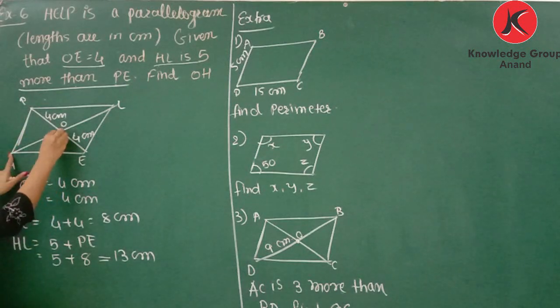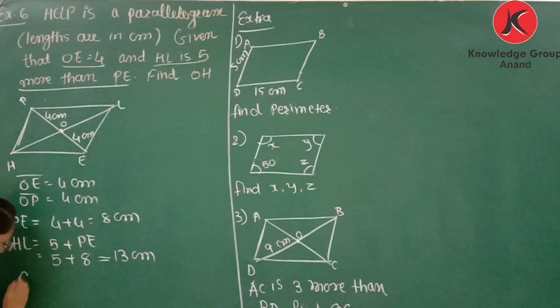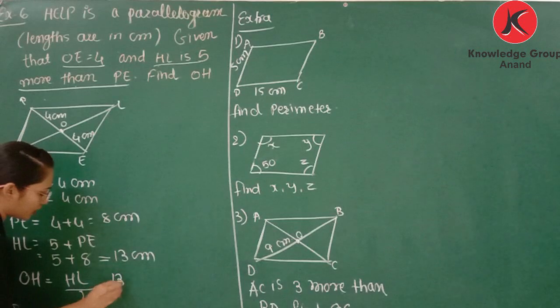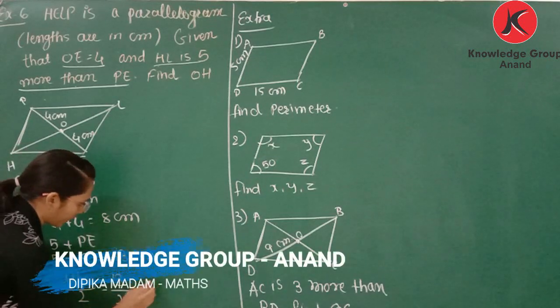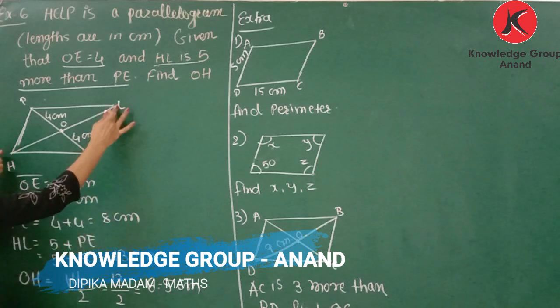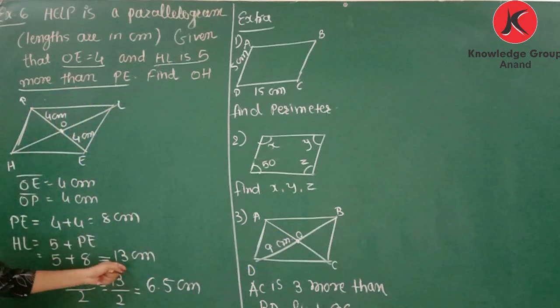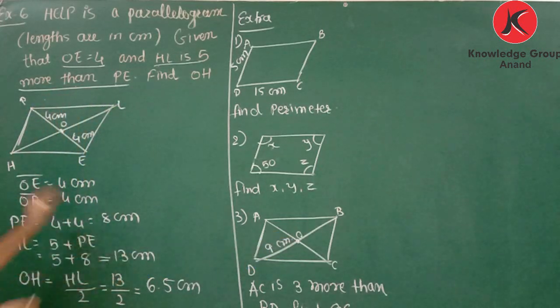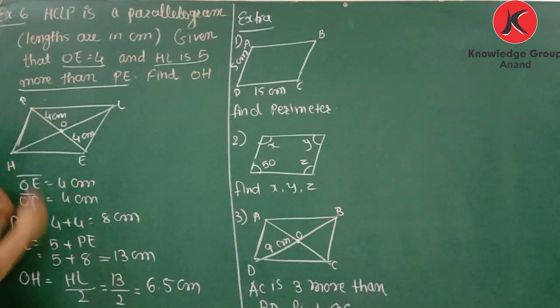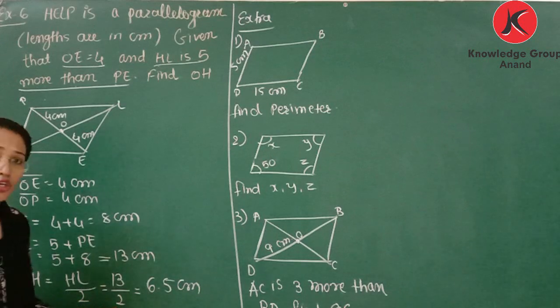If we want to find OH, it is HL by 2. It is divided into two equal parts. So 13 by 2, that is 6.5 centimeters. Clear? The whole length we found as 13 centimeters. So if we want to find half length, then it needs to be divided by 2.